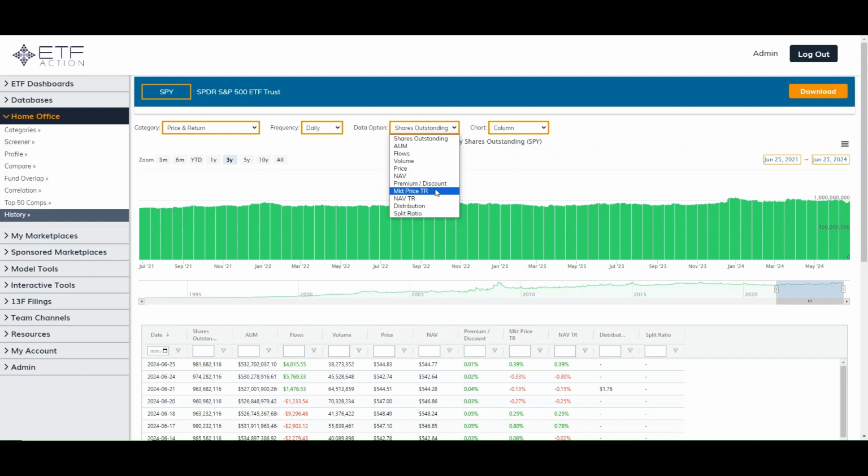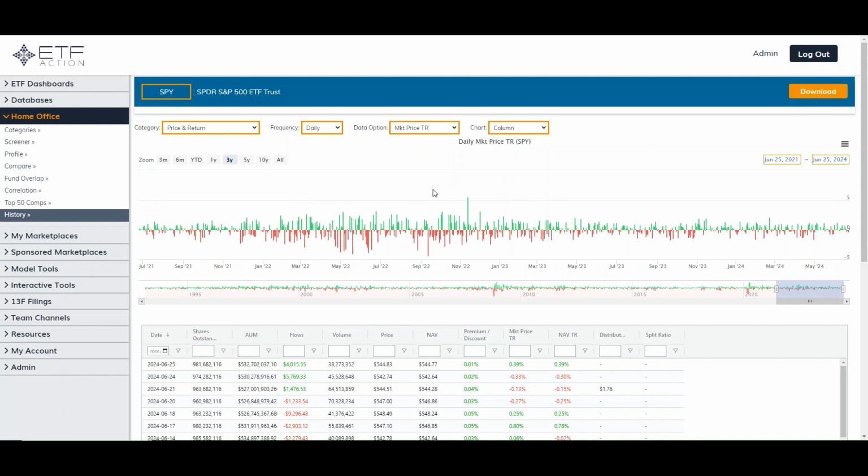So what we're going to look at is, instead of shares outstanding, I'm just going to look at daily returns. I think it's an interesting way to look at if things are going to be getting more volatile, because we should start seeing a little bit more color on this chart in time periods that we do. So this is just a 3-year chart of daily returns for SPY, the S&P 500 ETF.